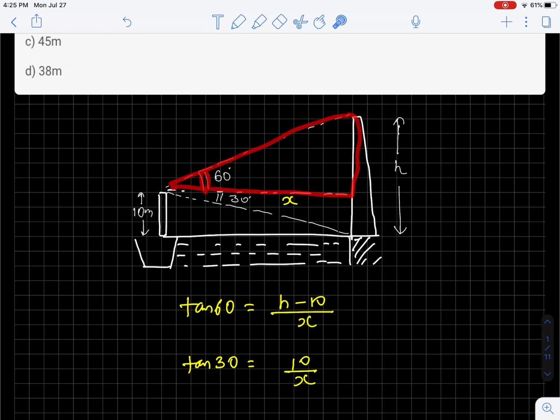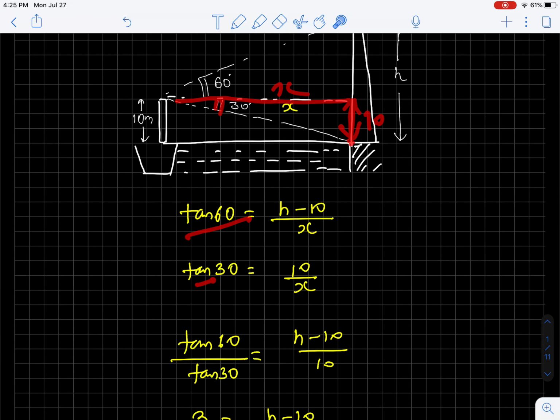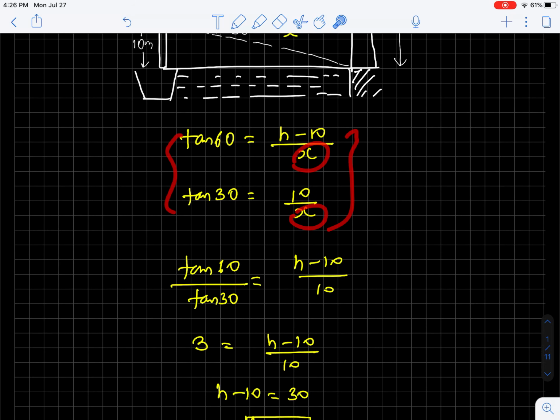One is this. In this right triangle, you will say tan 60 is equal to (h minus 10) divided by x, because this height is 10, this height is h minus 10. Okay. Now for the other triangle, tan 30 is equal to perpendicular divided by base, so tan 30 is equal to 10 divided by x. If we don't need the value of x, we can divide them. Then what is the value of tan 60 by tan 30?